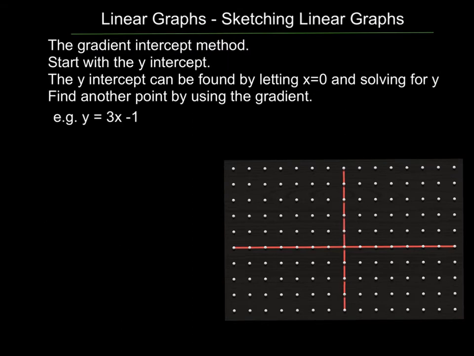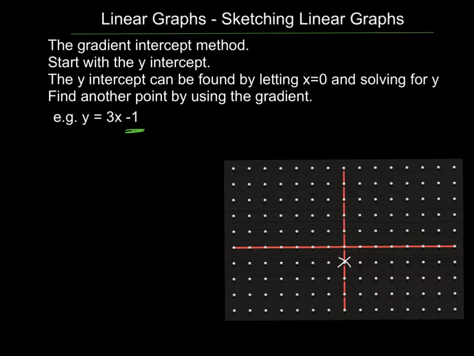A second method for finding or sketching the graph is to actually use the intercept and the gradient. The intercept's easy when it's written in this form of the general equation with the minus 1 at the end being the intercept. So I can straight away plot that as one of the points.